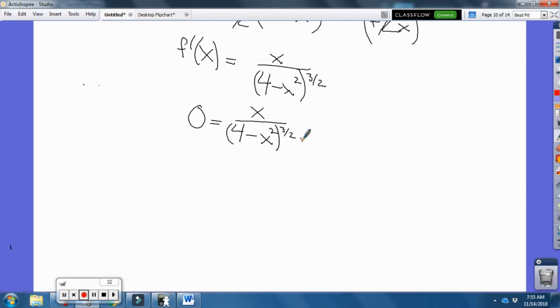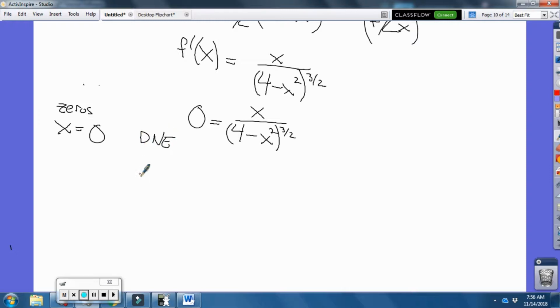Again, my critical values are when f is 0 or when it doesn't exist. So when the numerator is 0, that's going to be my first critical point. That's when the function has a 0. X equals 0. Oh, it's already done. Now I have to find when the denominator equals 0. So these are going to be the points where it doesn't exist. So these are the zeros here, and then these are the points where it doesn't exist.